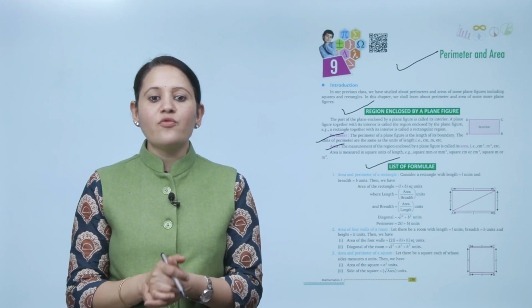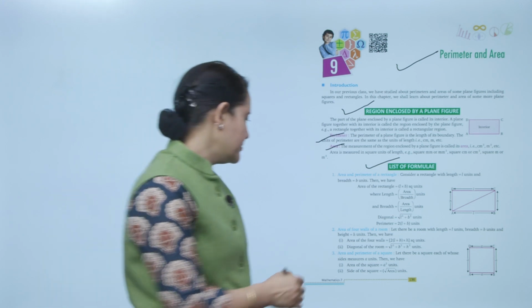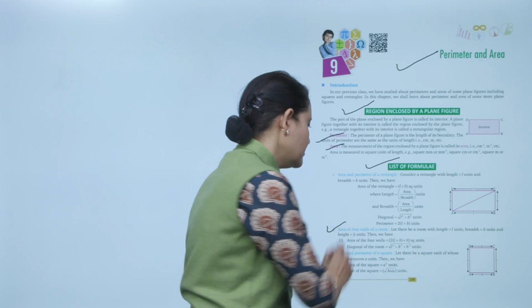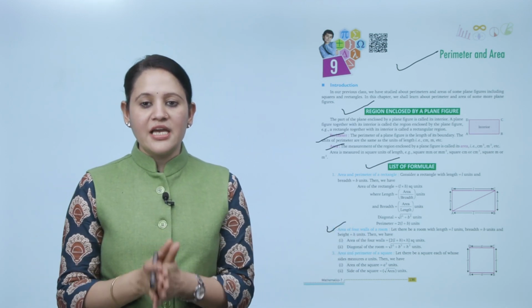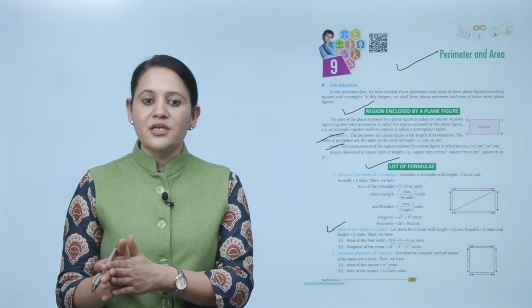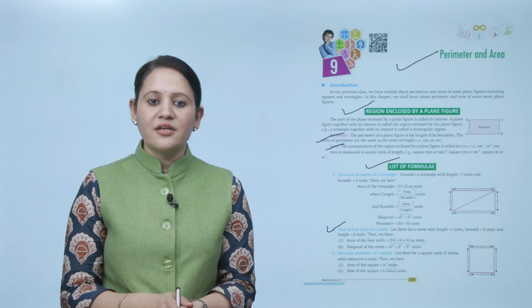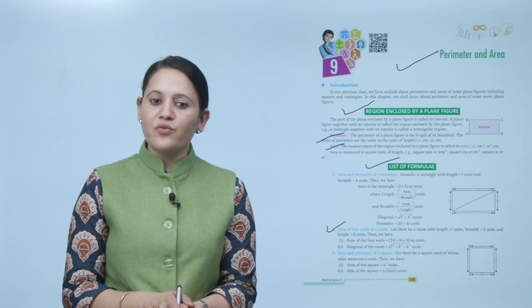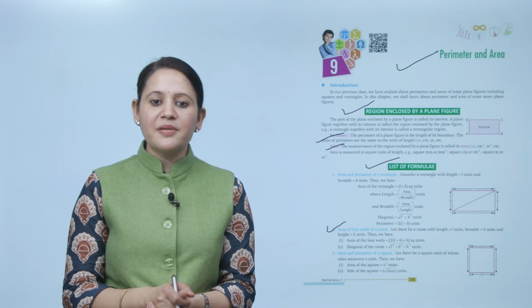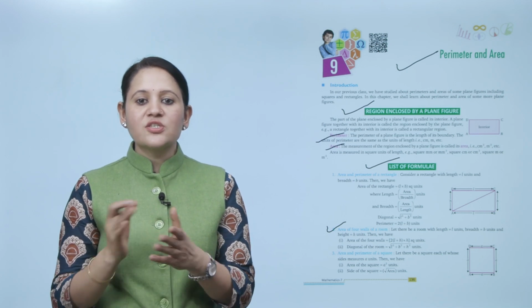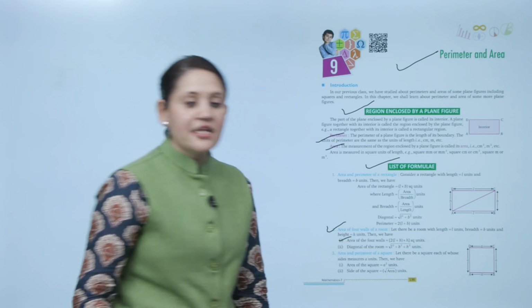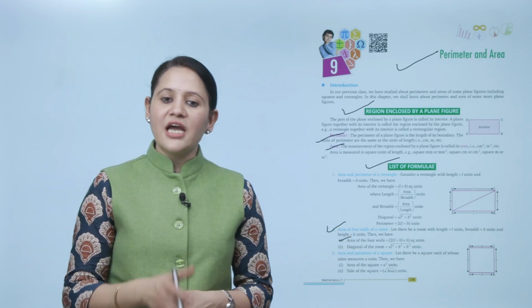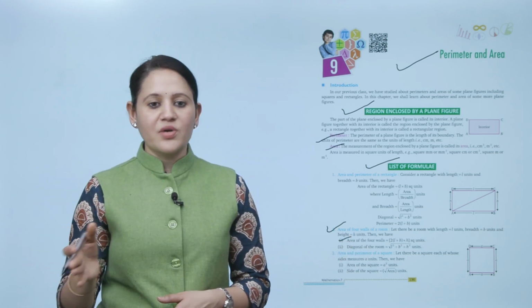Next is area of 4 walls of a room. Let there be a room with the length L unit and breadth B unit and height H unit. Then we have area of 4 walls, that is equals to 2 into L plus B into H square unit. Clear? And diagonals of a room क्या हो जाएगा? Root L square plus B square plus H square unit.